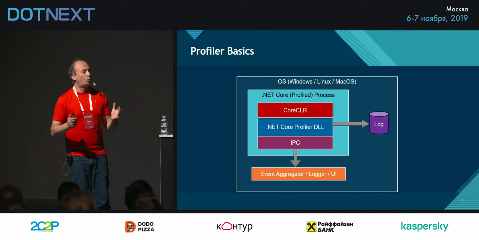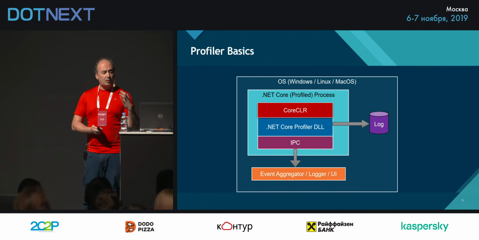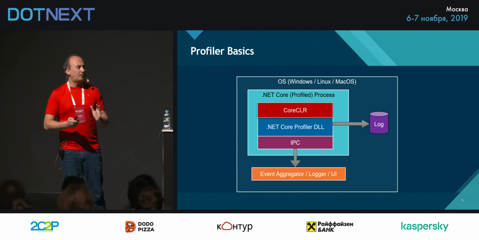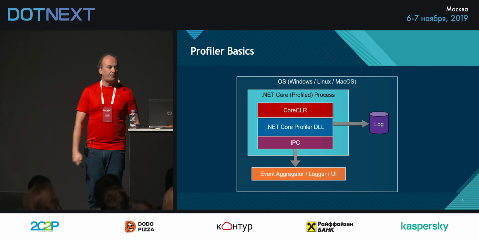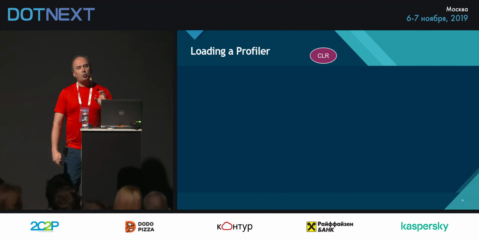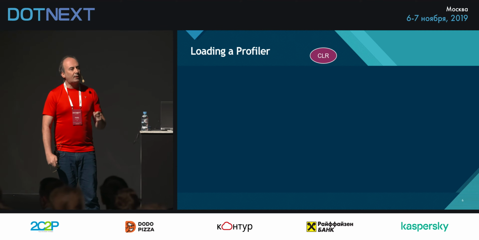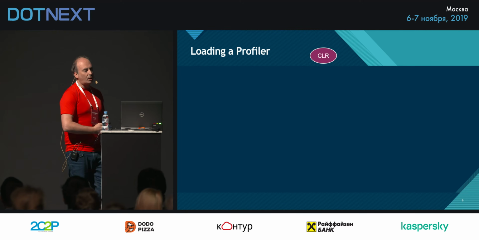So this is the general way in which a profiler loads into a .NET Core process, and that is the same for Windows and Linux. So it's exactly the same. The file name may be different, but it is the same process. So if you want to make it a little bit more concrete, let's look at the exact steps the core CLR takes in order to load a .NET profiler into the process.